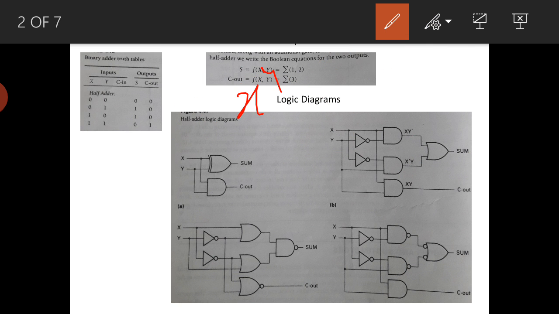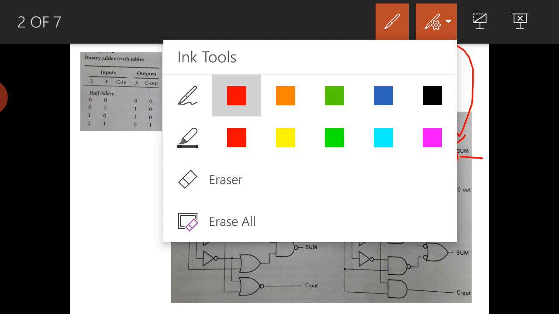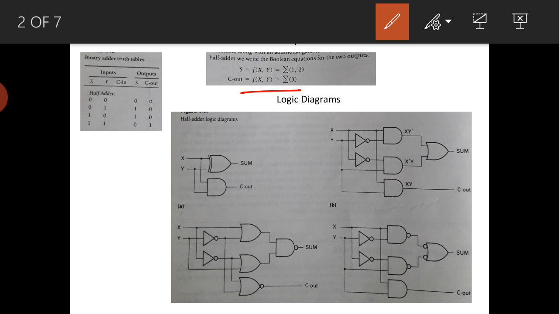Once again, s equal to x bar y plus x y bar. The first term is x bar y, and x y bar is the second term, and the addition is done by the OR gate, so together they form the sum circuit. The carry is straightforward: only x y, an AND gate is enough for the carry.